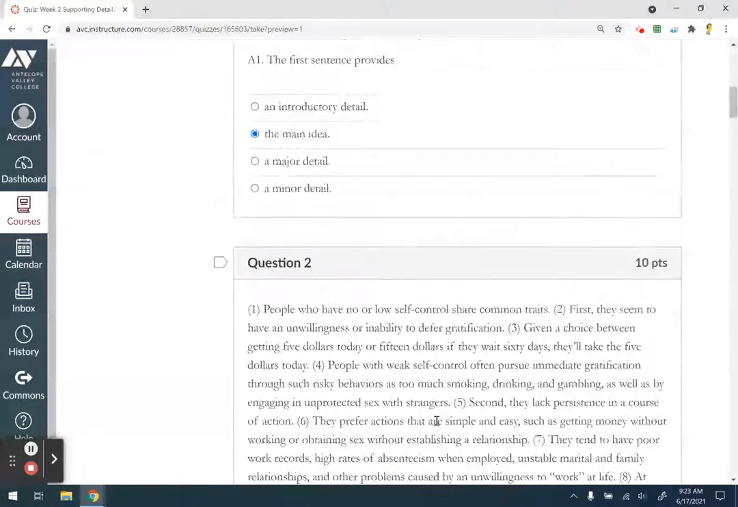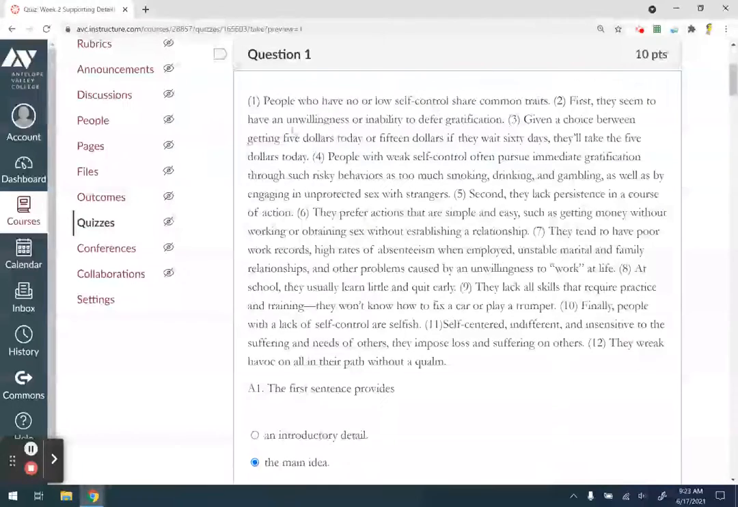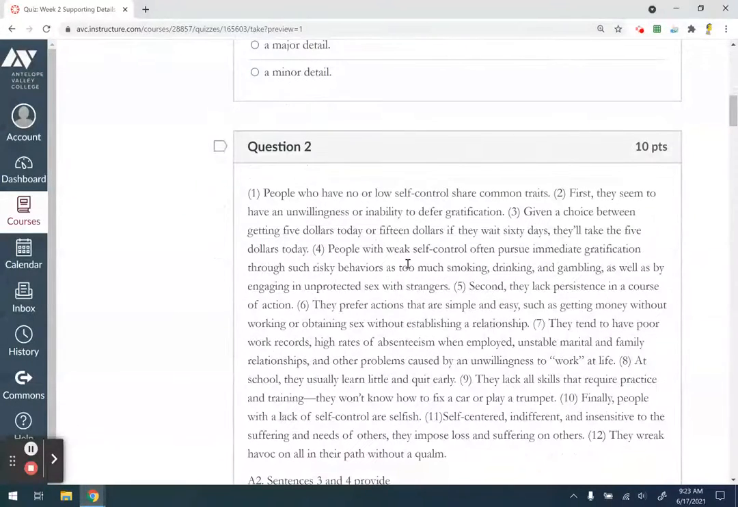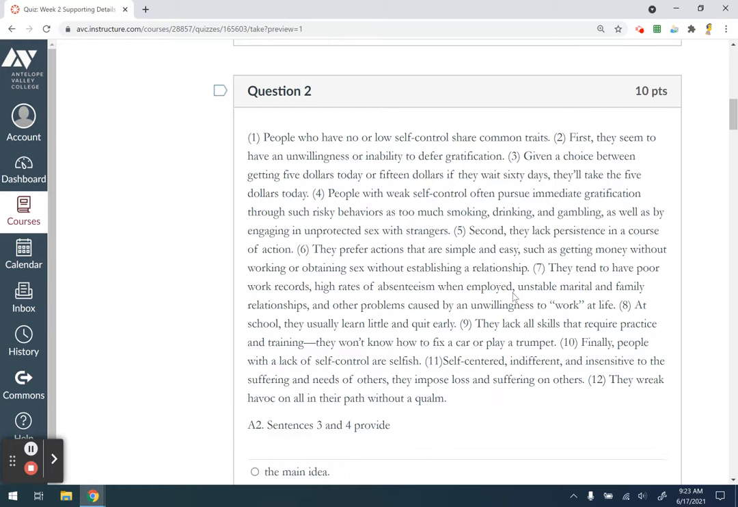Now let's look at question 2, looking at the same paragraph. We'll continue to read. People with weak self-control often pursue immediate gratification through such risky behaviors as too much smoking, drinking, and gambling, as well as by engaging in unprotected sex with strangers. Second, they lack persistence in a course of action. They prefer actions that are simple and easy, such as getting money without working or obtaining sex without establishing a relationship. They tend to have poor relationships and other problems caused by an unwillingness to work at life.